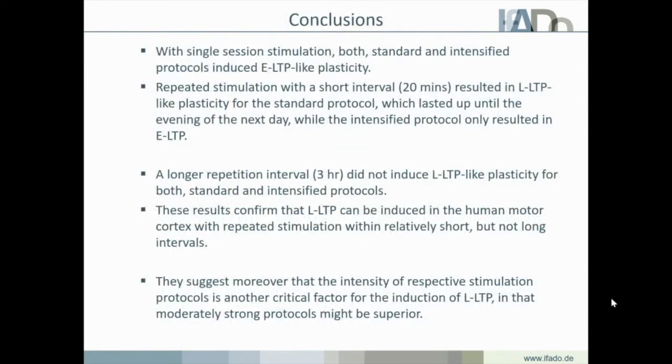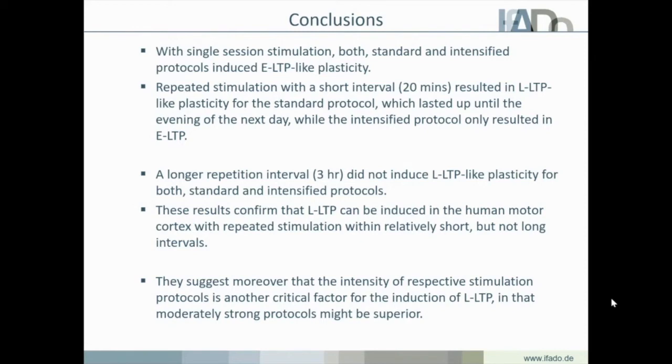So in summary, we were able to expand and systematically titrate the parameter space of tDCS and show that we can induce late phase LTP-like plasticity with repeated stimulation. Single session protocols mostly induce only early phase LTP-like plasticity. But with repeated stimulation, you can induce late phase plasticity with a less intense protocol, but not with a more intense protocol. And then the interval between the first and second stimulation is critical for inducing late phase LTP-like plasticity.